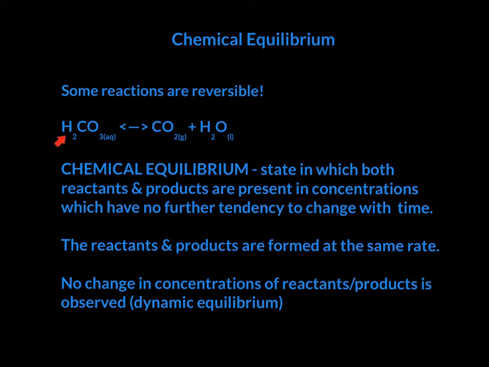Here we have carbonic acid, which is found in pop. This is also a process in our bloodstream to get rid of carbon dioxide. The carbonic acid will decompose into carbon dioxide and water, okay? But then the carbon dioxide and water can react to form carbonic acid.